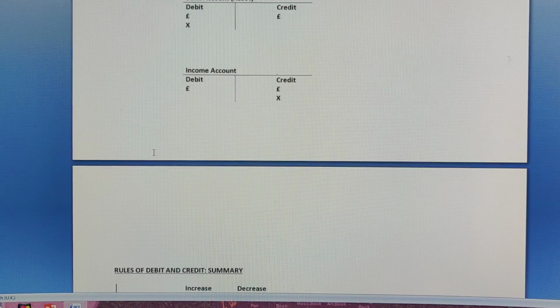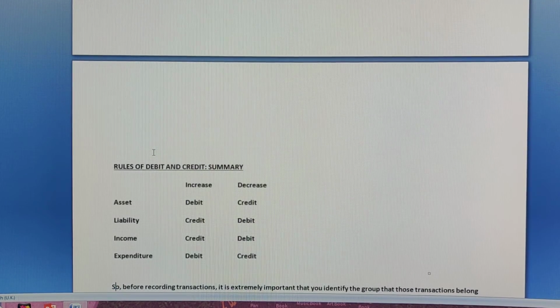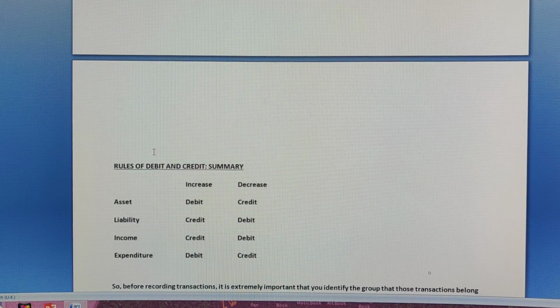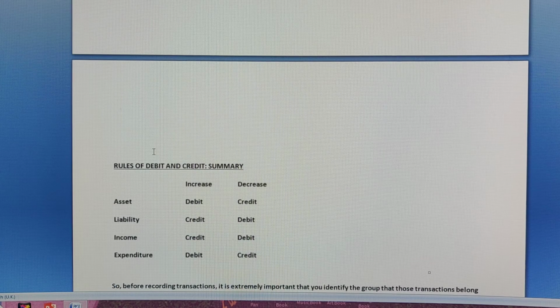So, if I just round this up by showing you a summary of the rules of double entry. In the case of assets, if your asset has gone up, either through acquisition, you debit the assets account. If it's gone down, either through disposal or scrapping, you credit the asset account. If your liability has gone up, you credit the liability account. If it has gone down, debit the liability account. If your income has increased, credit the income account. Maybe you made a sale. But if your income has gone down, debit the income account.